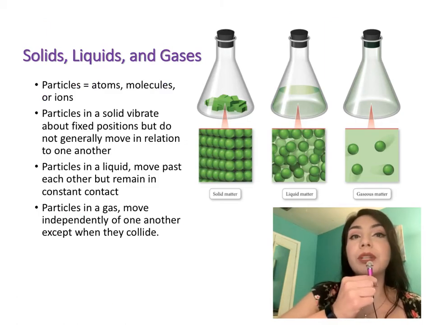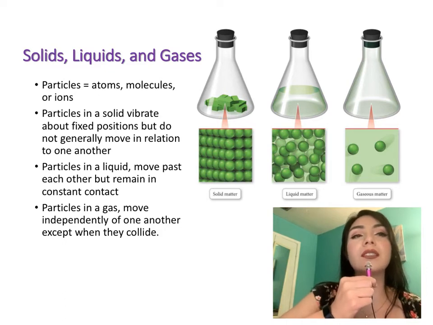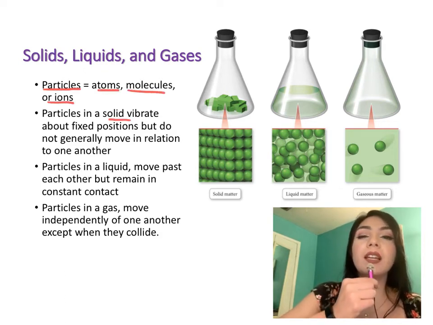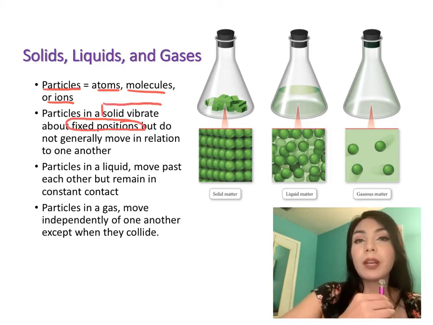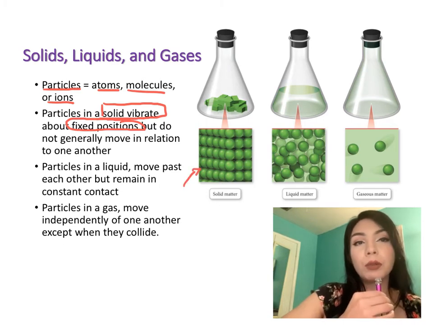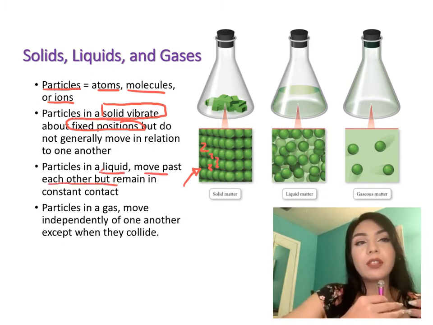So just to review really quickly, the basic properties of solids, liquids, and gases. Solids, the particles, and by particles we mean either atoms, molecules, or ions, any of those, are in fixed positions. But, and we didn't mention this in Chem 1, the particles actually vibrate. They don't move around. They're in a certain position, but they are vibrating, so there is a tiny bit of motion to them. In a liquid, the particles move past each other, but they're always in contact with each other.